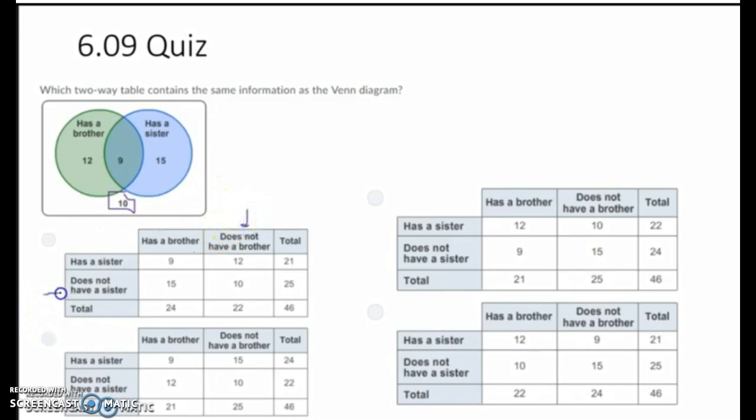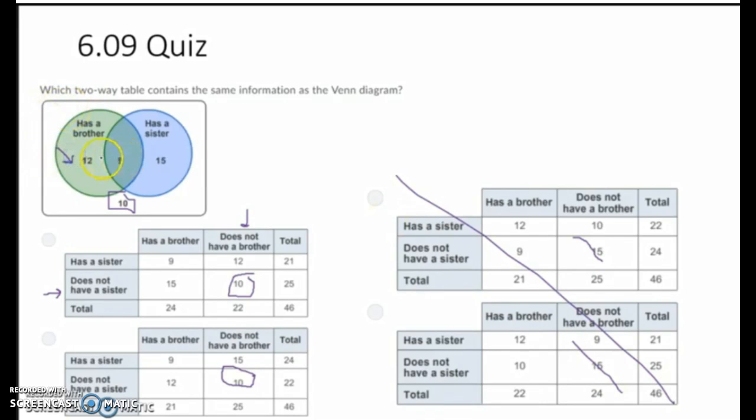So if you look here, there should be 10 people in the does not have a brother and does not have a sister category. That's correct for the first table. The first table has that. 10 people that don't have a brother or a sister. The second one also has it. Third one does not, fourth one does not. So those 2 are both gone.